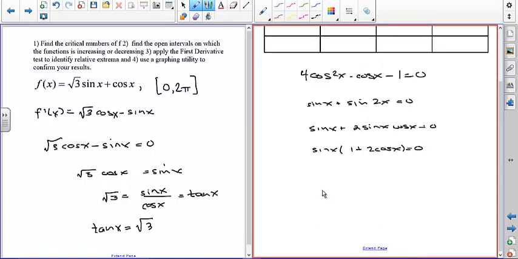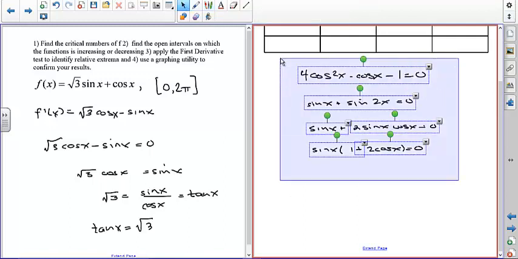Let me think of another one. There's one where you have one part cosine, one part sine. Then you can convert it into the tangent, and then you can use the things we've learned so far. What other kind of things happen? That's all I can think of right now, but I'm sure that when I think of more, I'll let you know.